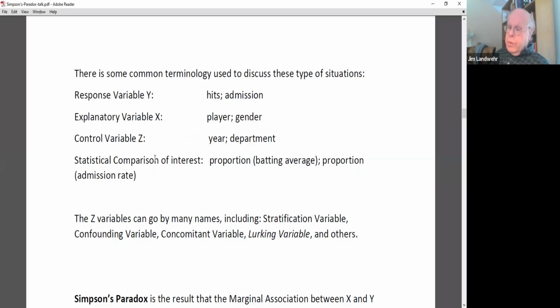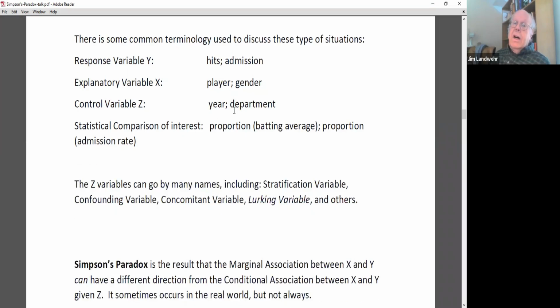So we'll go through that now more extensively in a recent COVID example. But first, a little bit more on the terminology. The Z variables can go by many names. It could be called a control variable, like I put there. It could be called a stratification variable, a confounding variable, a concomitant variable, or a lurking variable. And there are other terms too.